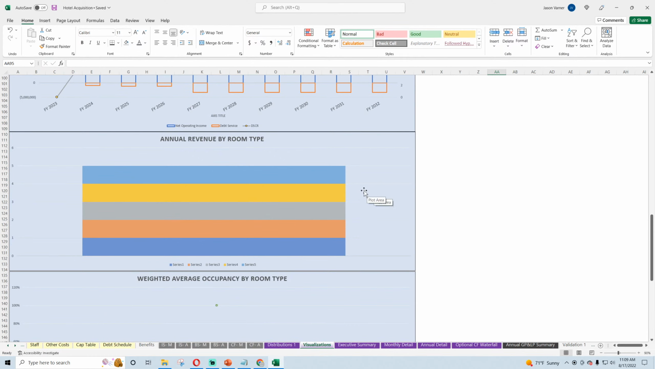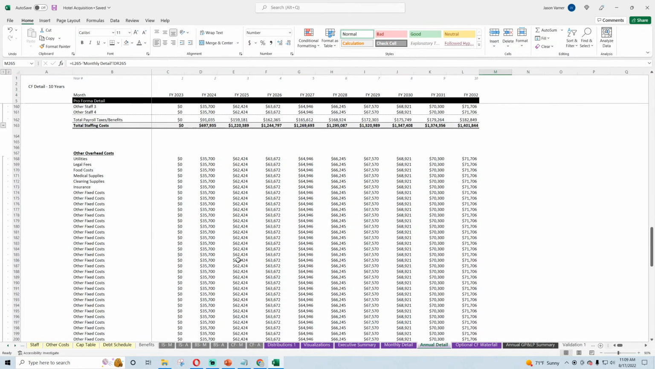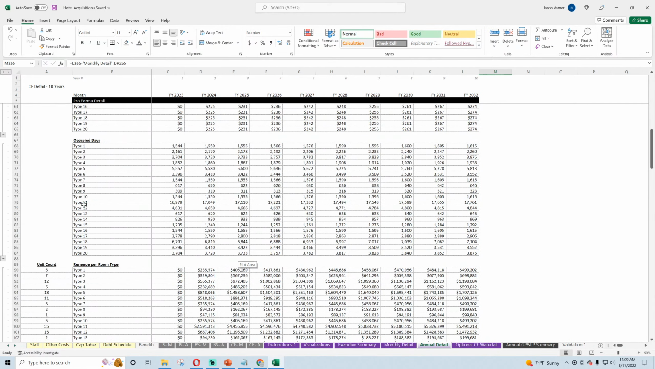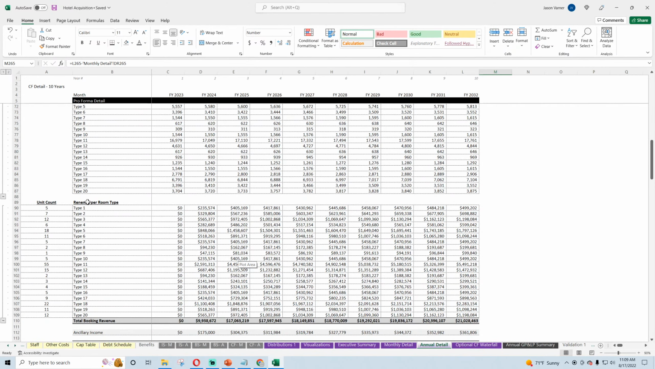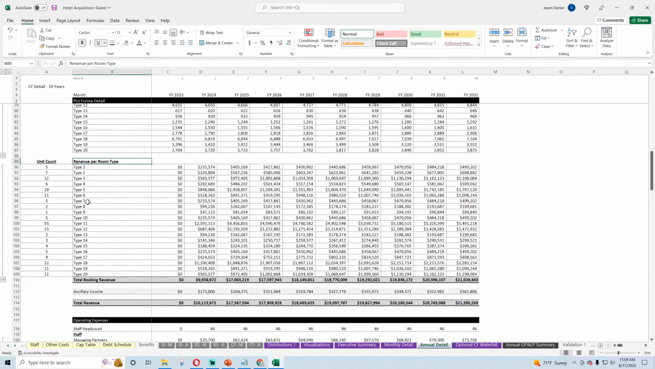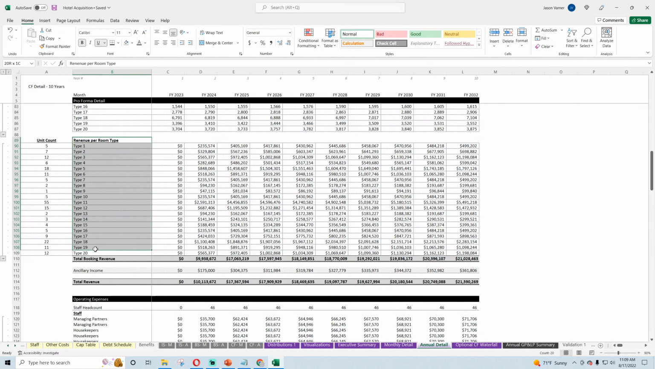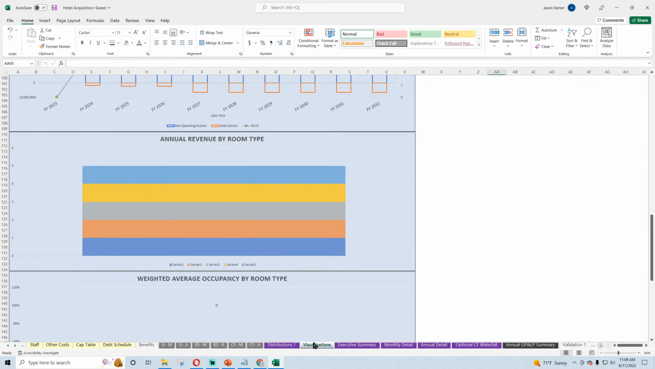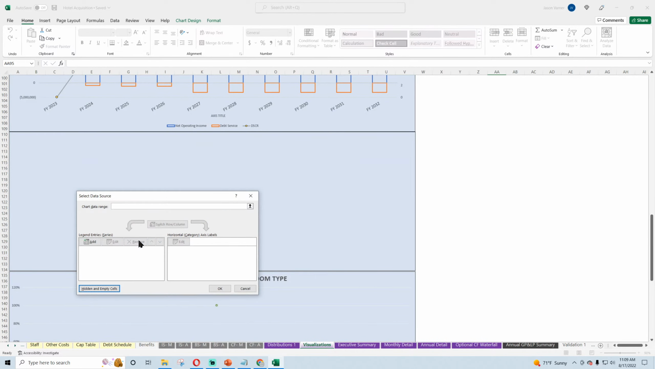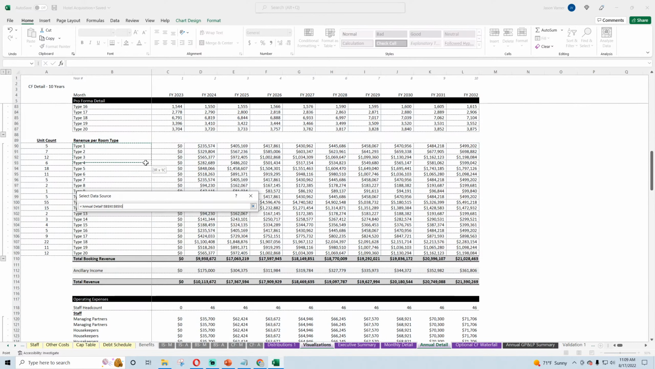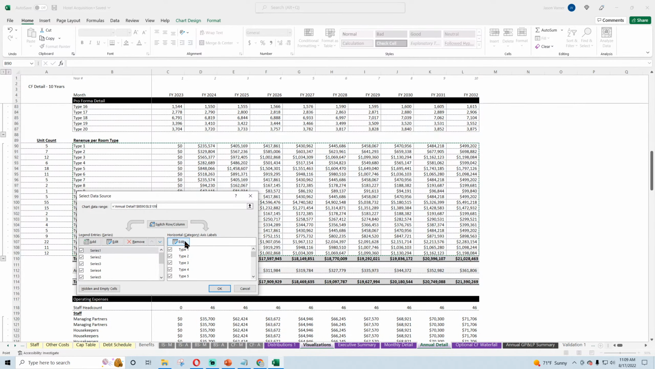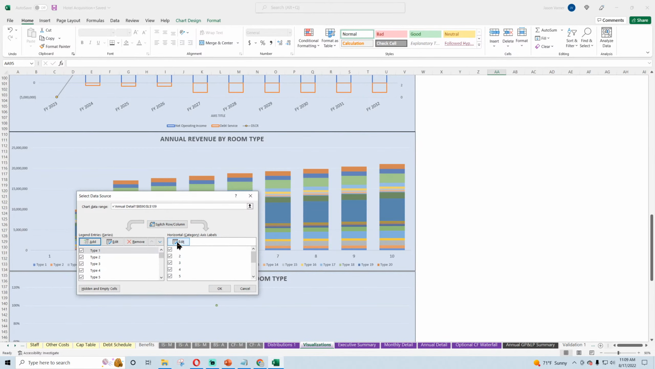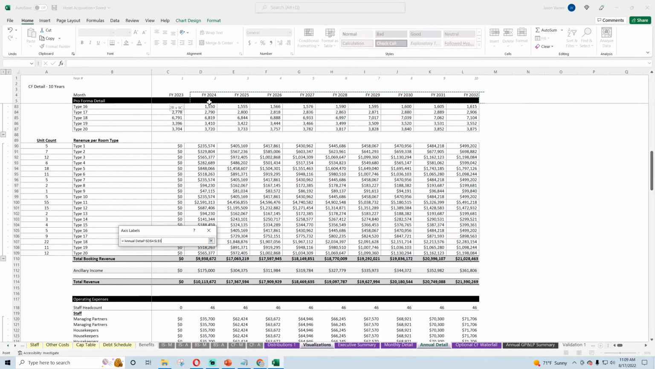Annual revenue by room type. So here we don't need this. Now my question is, do we want to put in revenue by room type for all 20 of these? Is that really going to be that helpful? Because it's going to be hard to see. So we could just remove all of this. Here I can just say, here's the revenue. We can switch this, make this the years.